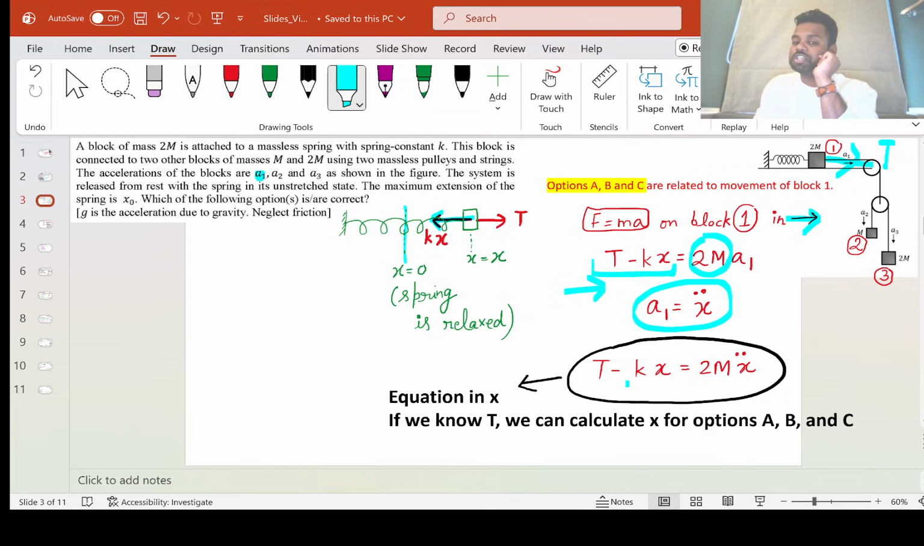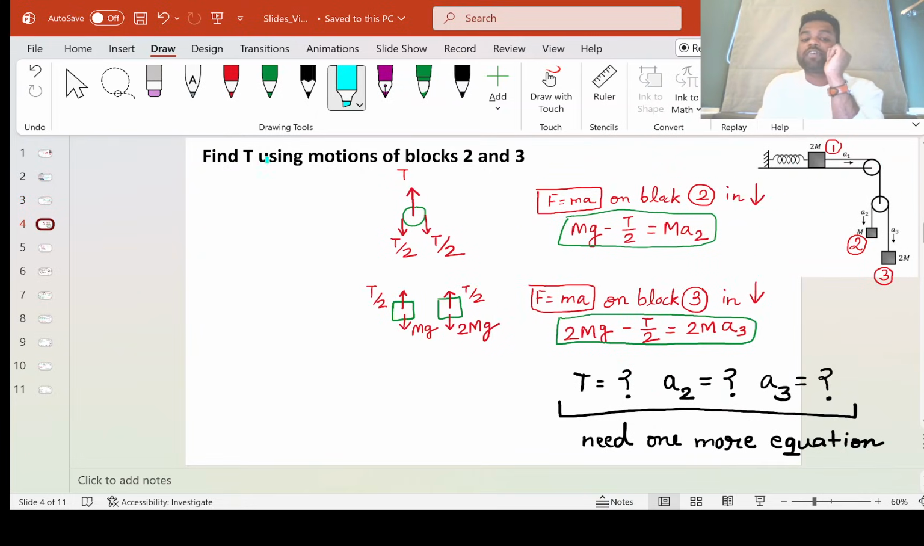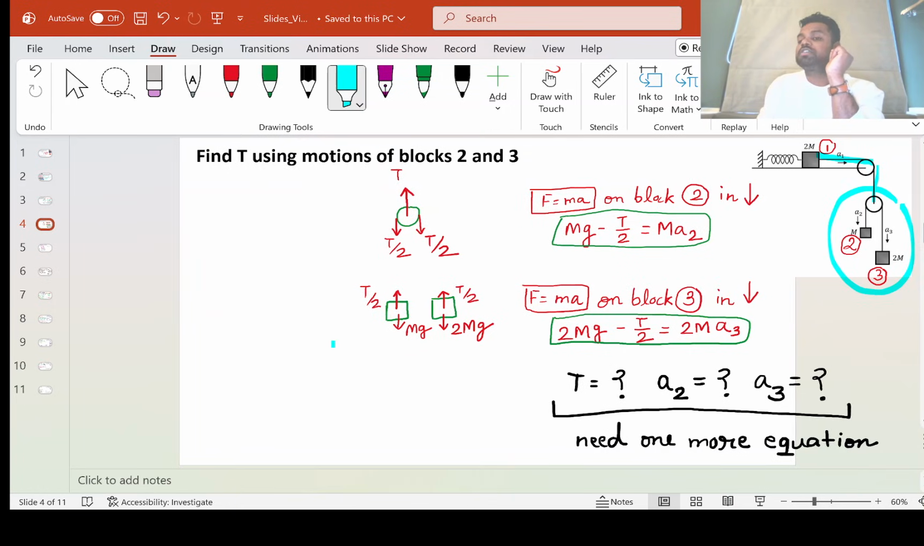Now in this equation, K is given, M is given, x is the position of block 2M at any time. So if we can find the tension in the rope, then we have an equation for the motion of block 1. So let us find T, the tension in this rope, using this part of the problem. So if you look at that part, it is here, right?